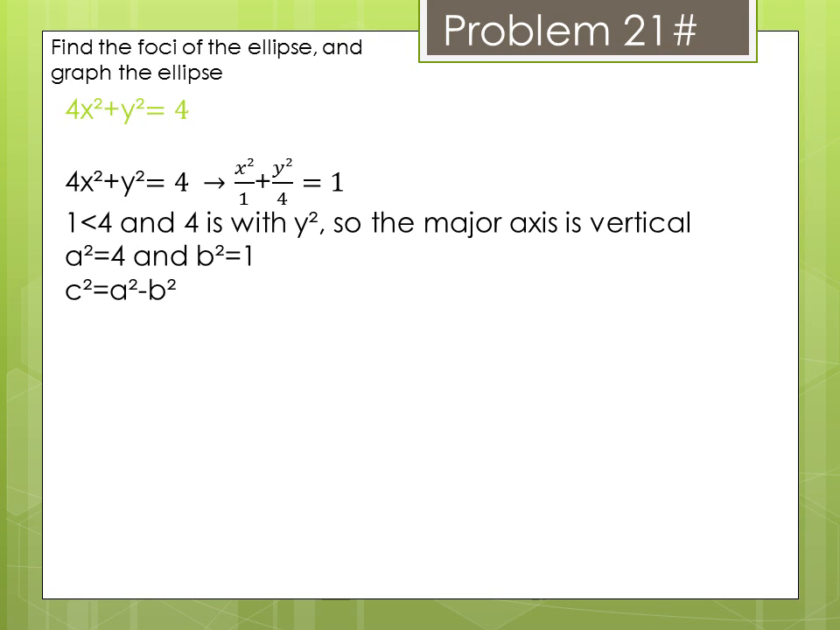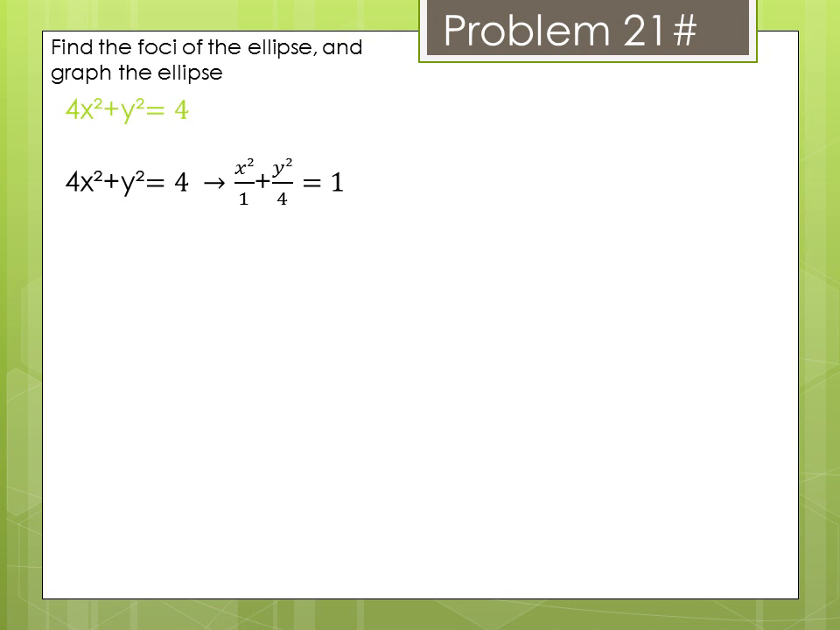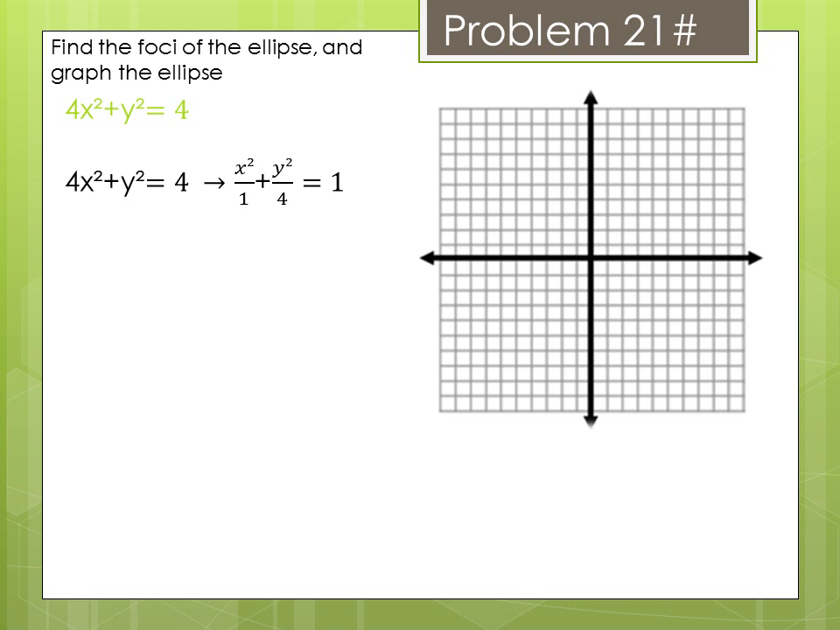And c squared is equal to a squared minus b squared. c squared is equal to 4 minus 1, and c squared is equal to 3. And we find the square root, and it gives us plus or minus the square root of 3. And that's our foci. Now we're going to graph it. Using these two numbers, we're just going to plug numbers into the equation, and then we're going to graph them. So here's our origin, here's our other points, and now we're ready to graph. So it should give you something like this.